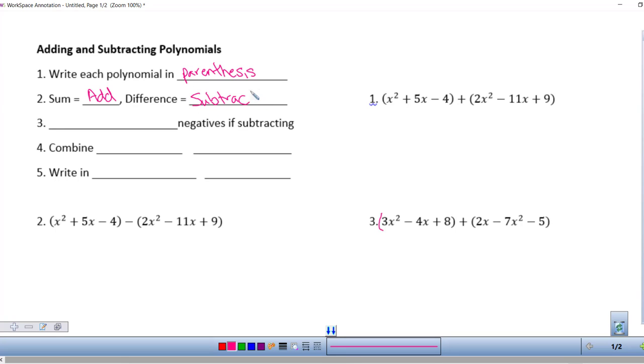Again, sometimes the directions will say add and subtract. Sometimes it will say find the sum, find the difference. Just a quick reminder of what those mean. Step 3 would be to distribute negatives if we are subtracting. Step 4, combine like terms. Remember, like terms have to have the same variable and the same exponent. And then finally, we write in descending order.